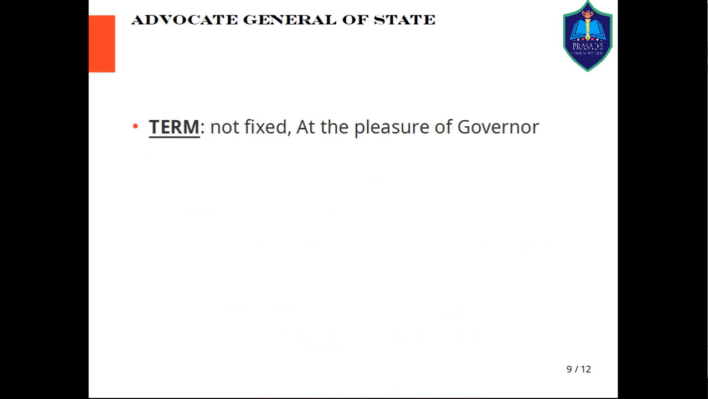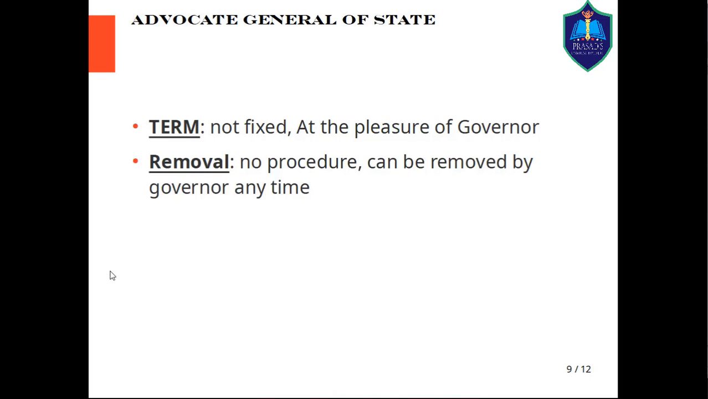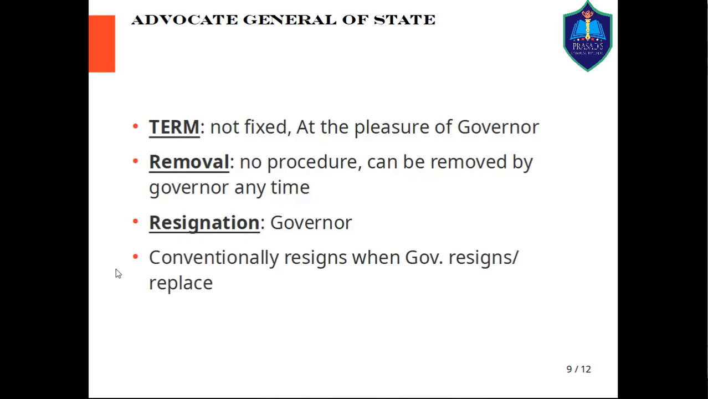Term not fixed, at the pleasure of governor. Removal also, the governor can remove advocate general at any time. If the person wants to resign, he should submit his resignation to the governor. Conventionally, advocate general resigns when the government resigns. When the state government changes, advocate general also changes. Salary is specified by the governor.